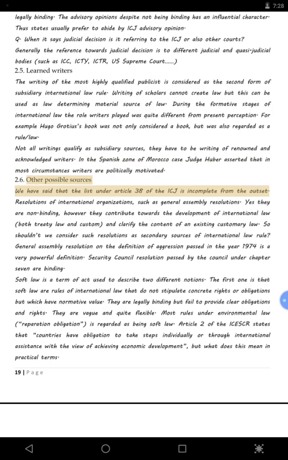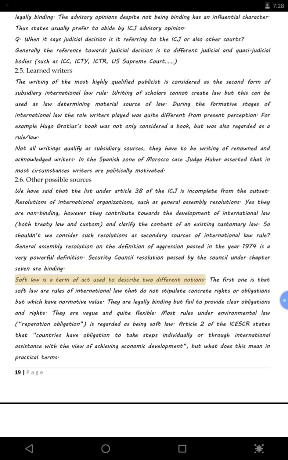2.6. Other possible sources. We have said that the list under Article 38 of the ICJ is incomplete from the outset. Resolutions of international organizations, such as General Assembly resolutions. Yes, they are non-binding, however they contribute towards the development of international law, both treaty law and custom, and clarify the content of an existing customary law. So shouldn't we consider such resolutions as secondary sources of international law rule? General Assembly resolution on the definition of aggression passed in the year 1974 is a very powerful definition. Security Council resolutions passed by the Council under Chapter 7 are binding.